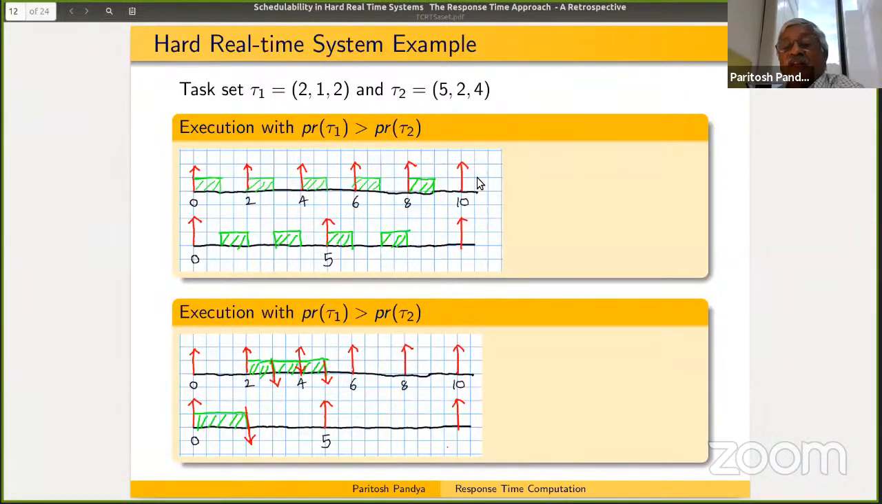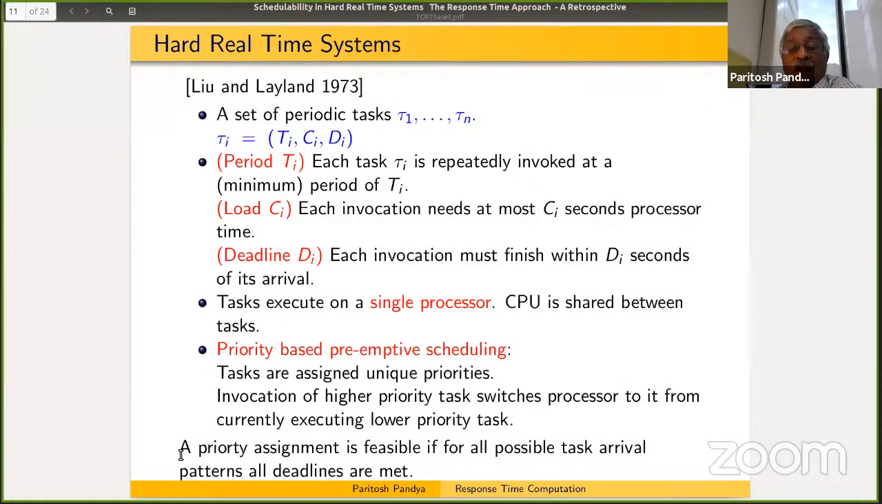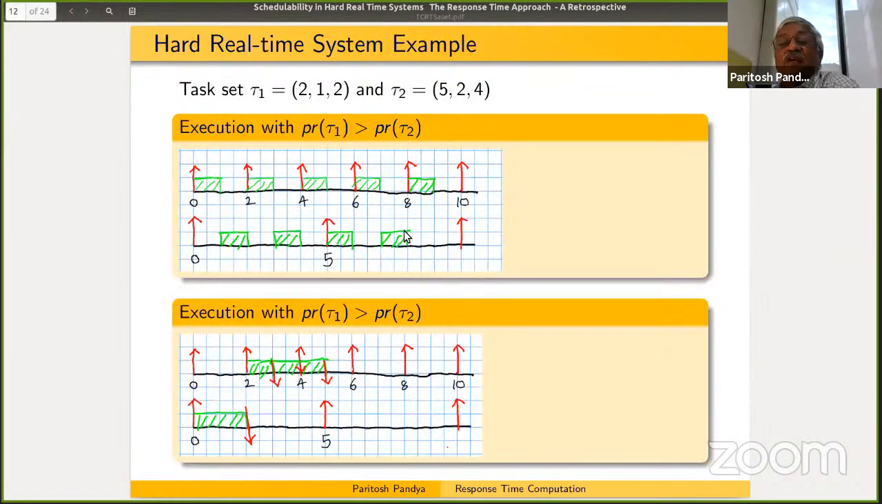Here I've had a very fixed pattern of arrival of tasks, but there is some uncertainty here. Tasks can arrive a bit later, they may require a little less computation time. So a priority assignment is called feasible if, for all possible patterns of task arrival, all deadlines are always met. And the aim of the design of such a system is first to model your real-time system as a set of periodic tasks, and then to assign priorities. And modern operating systems will give you facilities to execute them on processors. An operating system like VxWorks will let you execute this.